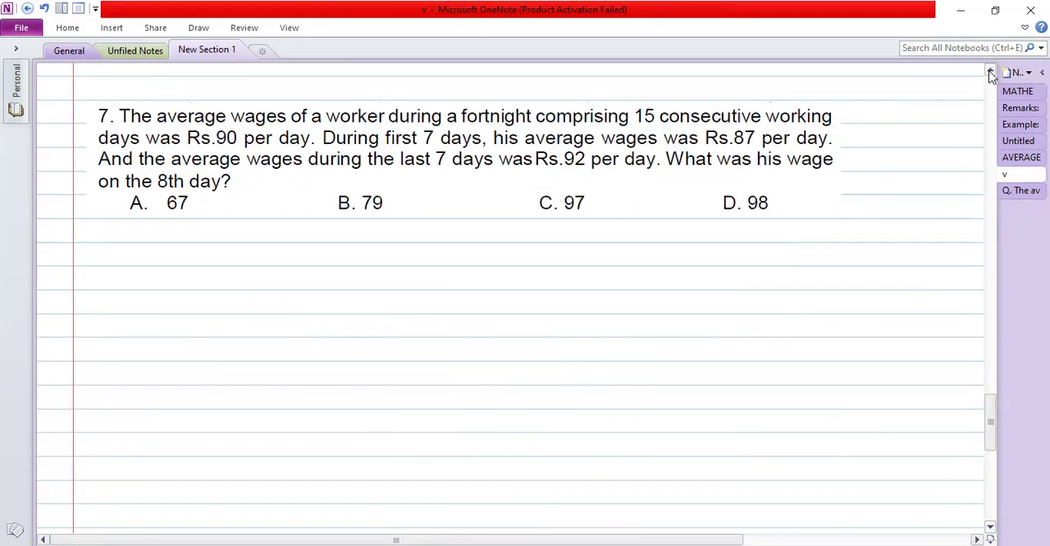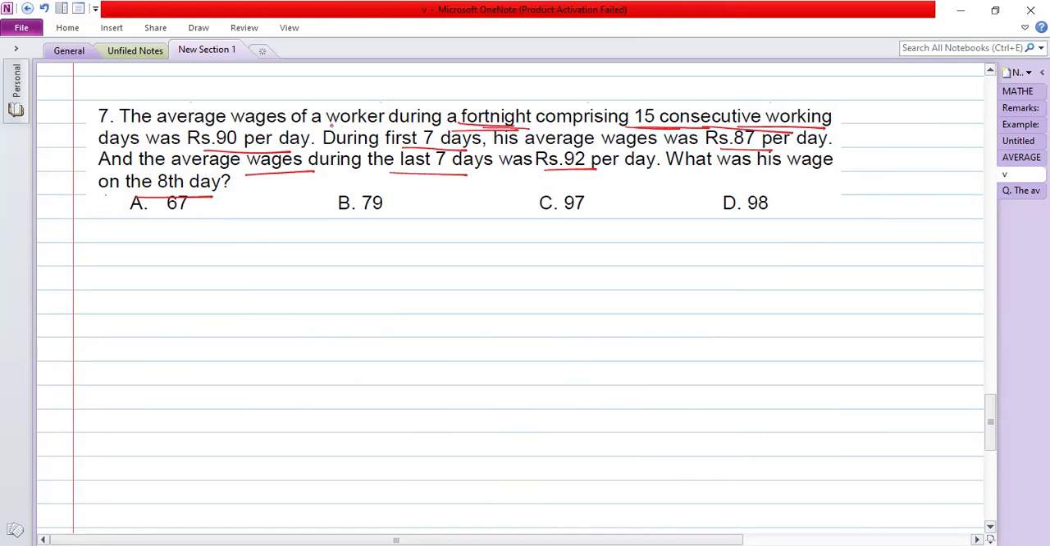Now here, the average wages of a worker during a fortnight comprising 15 consecutive working days. Fortnight means 15 days. And this average is 90. During the first 7 days, the average salary was 87, and the average wages during the last 7 days is 92. So what was his wage on the eighth day?